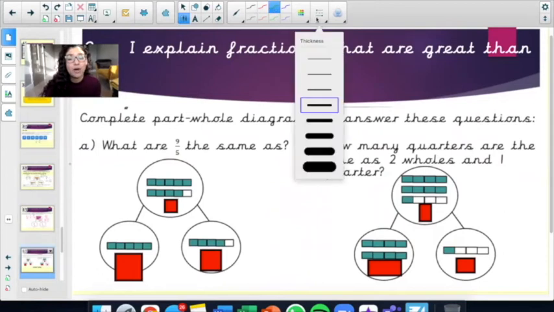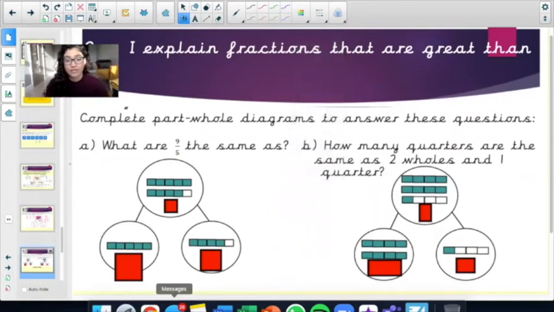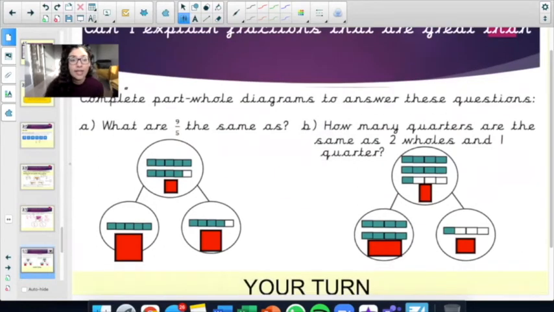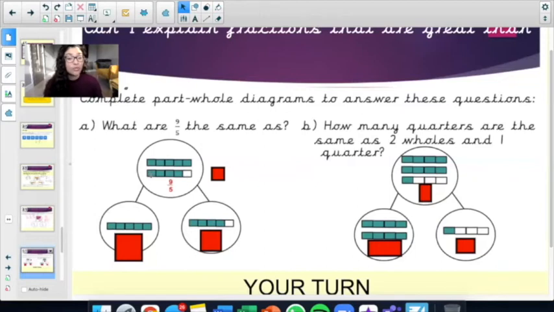It says here to complete part-whole models to answer these questions. Now, the first one is 9/5, and it's asking you what 9/5 is the same as. So if I just take that away, that is 9/5 because you've got 9 shaded all together, so that's your numerator. And then you look at how many wholes you have, and you have one bar that's been shaded in whole, and how many parts are in that bar? 1, 2, 3, 4, 5. So 5 is your denominator. This is the same as saying 5 out of 5, because 5 divided by 5 does equal 1, so that's a whole. And then what's left over?